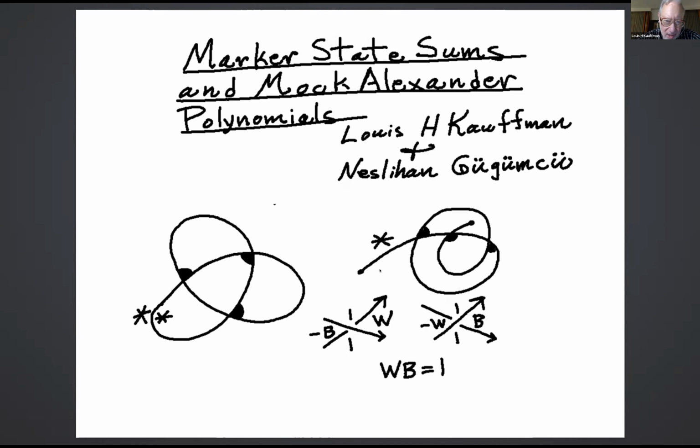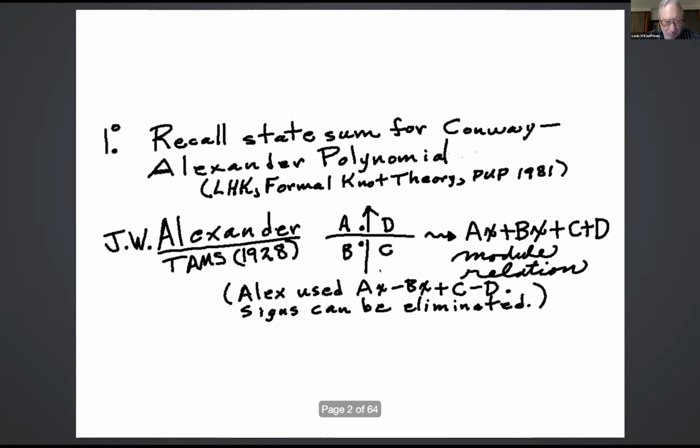But where does this come from, and what kind of generalization am I going to talk about? Let's begin at the beginning. Alexander in 1928 wrote down a combinatorial algorithm for his polynomial, the Alexander polynomial. The combinatorial algorithm is related to the Dehn presentation of the fundamental group of the complement of the knot, but I won't go into how it's related to the Dehn presentation. I'll just show you Alexander's algorithm.